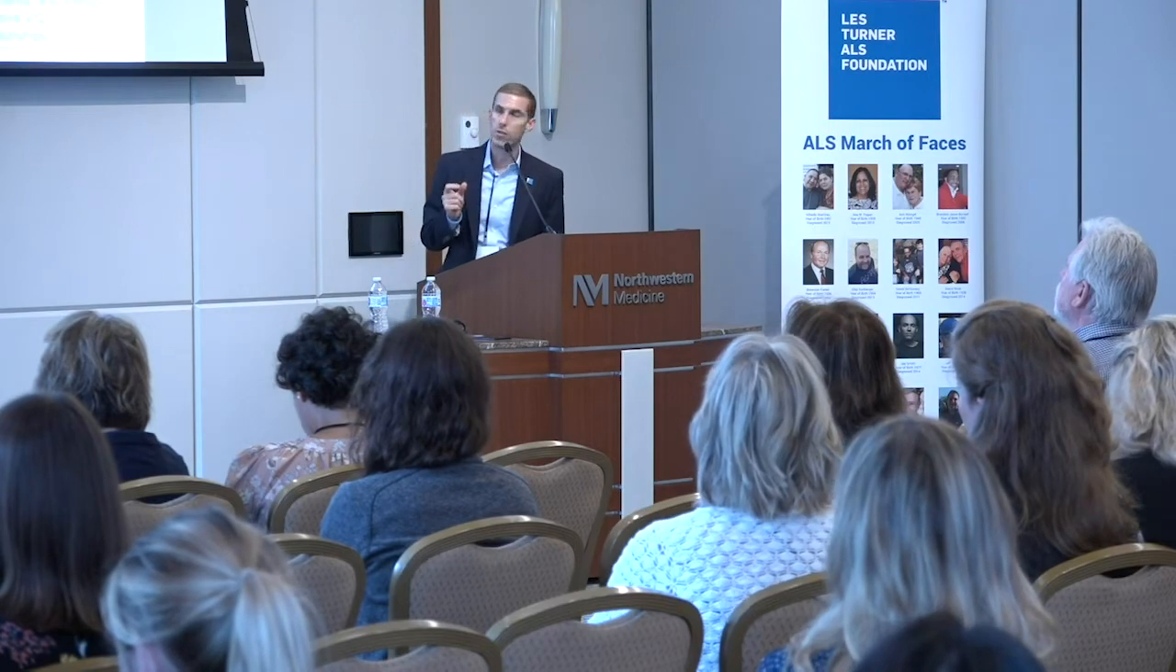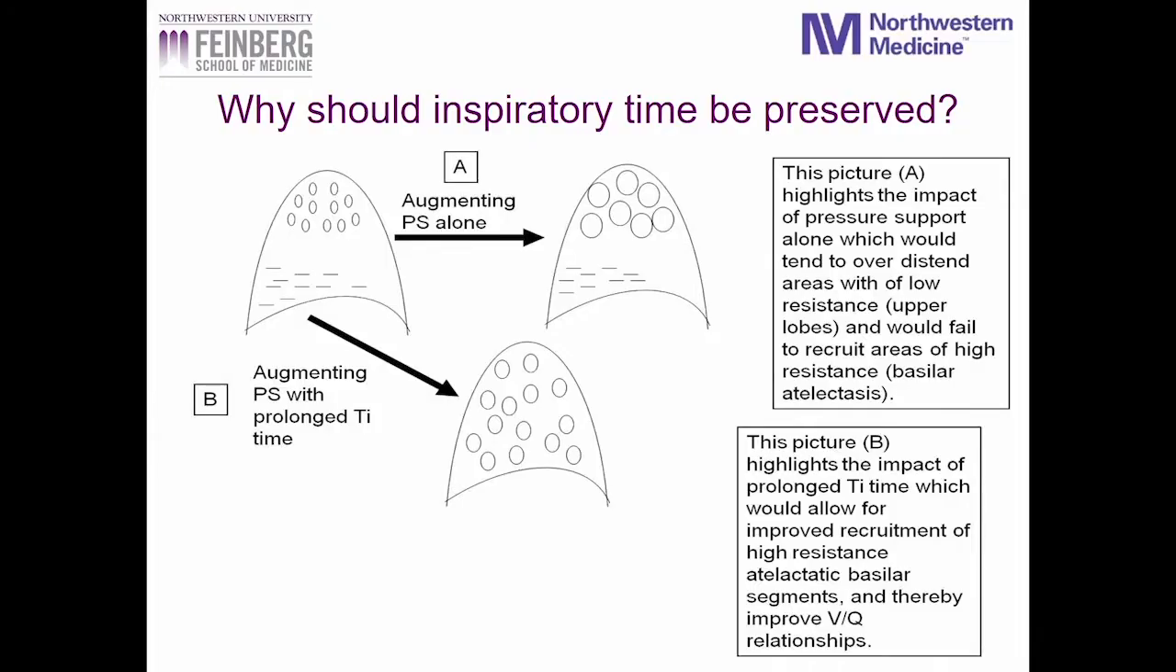Why is inspiratory time important? When you think about it, people living with ALS have diaphragm dysfunction. Their lungs are like balloons that sit in their chest, and the basilar segments of their lungs deflate. You get atelectasis. Well, you want to recruit that lung because if that lung is open, there are more areas to ventilate. It decreases the work of breathing. There's a thought process that, well, if I just give them a higher inspiratory pressure, then I'm going to open up that lung. But that's not really how it works.